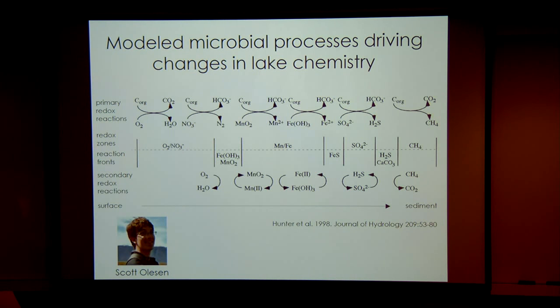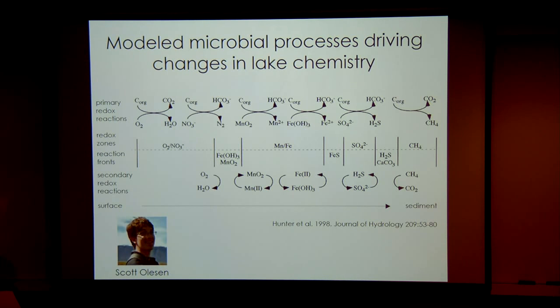And all of them create reduced species, like methane or hydrogen sulfide or reduced iron, that can be mixed up into the water column and fuel additional microbial processes as well. And so that's another set of these secondary redox reactions, or another set of energy yielding reactions that these microorganisms can be involved in. So we put all of these together within this context of a reactive transport model to explain how the population structure and the chemical structure develops in the lake, and where we expect to find microorganisms that can do these various processes.